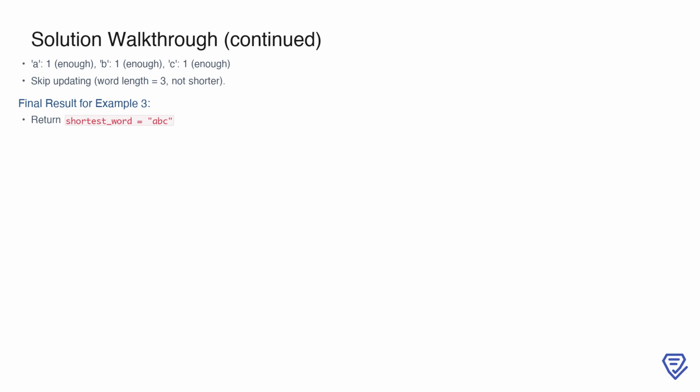At the end of this process, the shortest completing word for the license plate ABC 123 is ABC, which we return as the result. This concludes our step-by-step solution walkthrough for this problem.